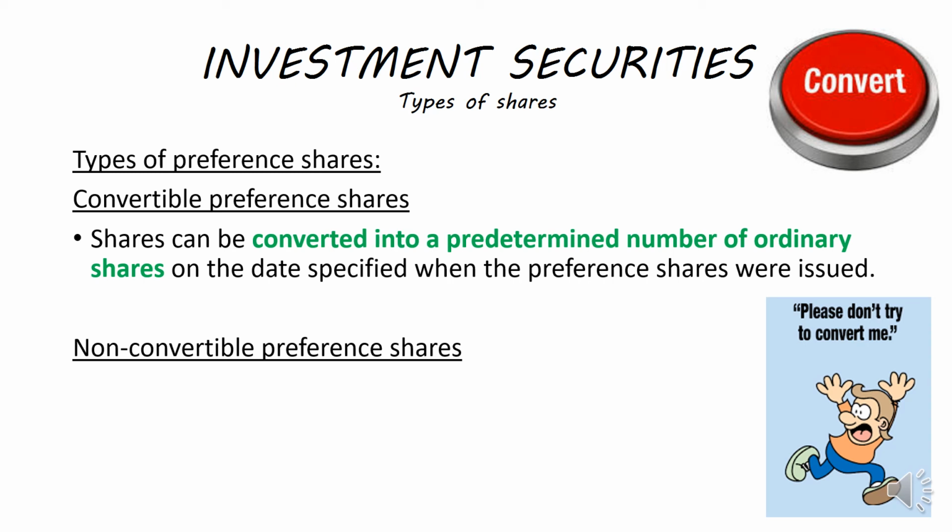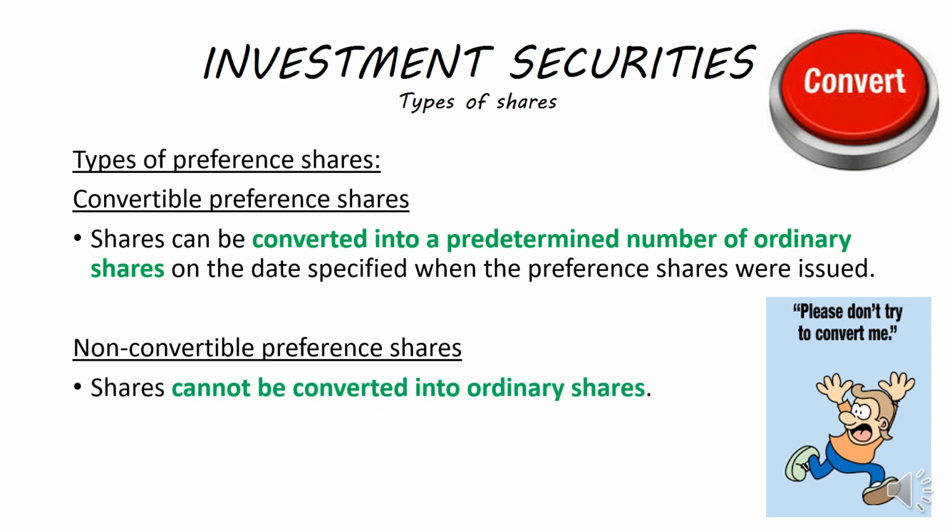All right, and it doesn't have to be one preference share equals one ordinary share. That is at the discretion of the company. They will tell you, however many preference shares you bought, on this specific date, we are going to convert those shares that you have into 10 ordinary shares or 20 ordinary shares or 100 ordinary shares. That is at their discretion. Non-convertible preference shares simply means that your preference shares will remain preference shares until the end of time. They cannot be converted into ordinary shares at all.